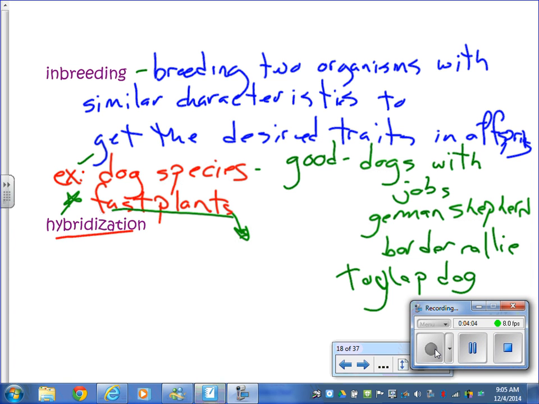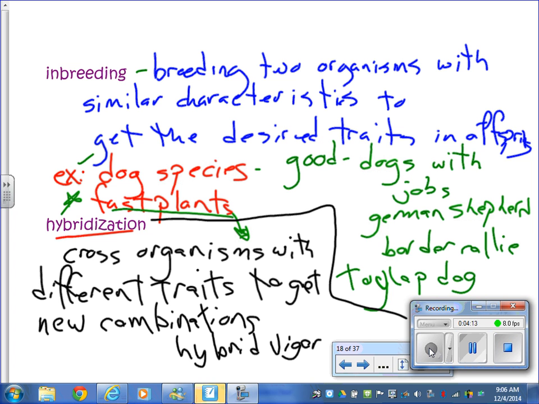Okay, so then what is hybridization? What is hybridization? Okay, so in hybridization, again, it's going to be kind of the opposite of inbreeding, crossing organisms with very different traits to get new combinations.